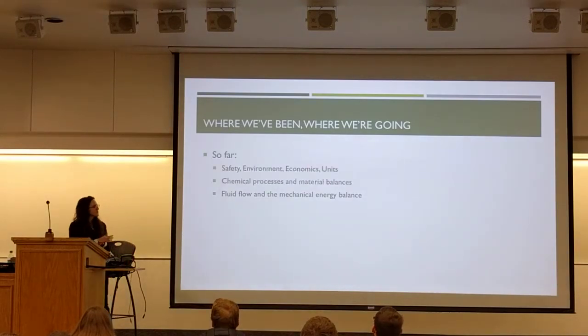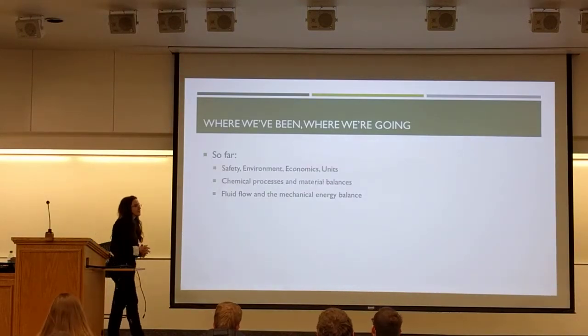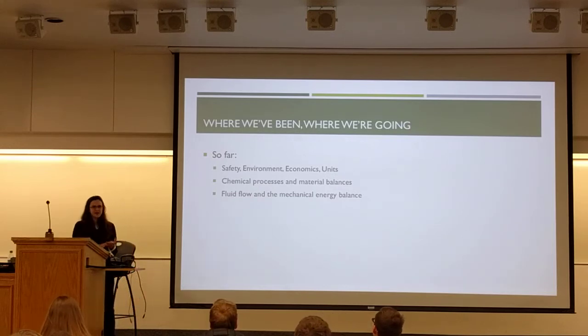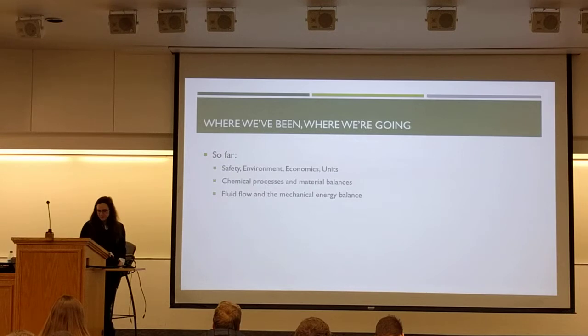Okay, so just a quick review of where we've been so far in this class. We started talking about background information, what is chemical engineering. We briefly discussed safety and environment, economics, units, and then we spent a while on chemical processes, what they are, how we describe them, how we diagram them, and how we do material balances in order to solve problems about them. Then we talked about fluid flow and mechanical energy balance, and then heat transfer and heat exchangers.